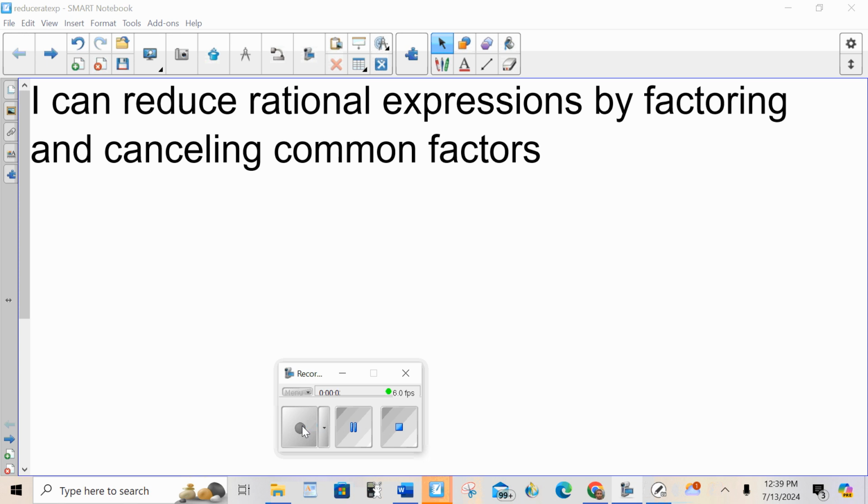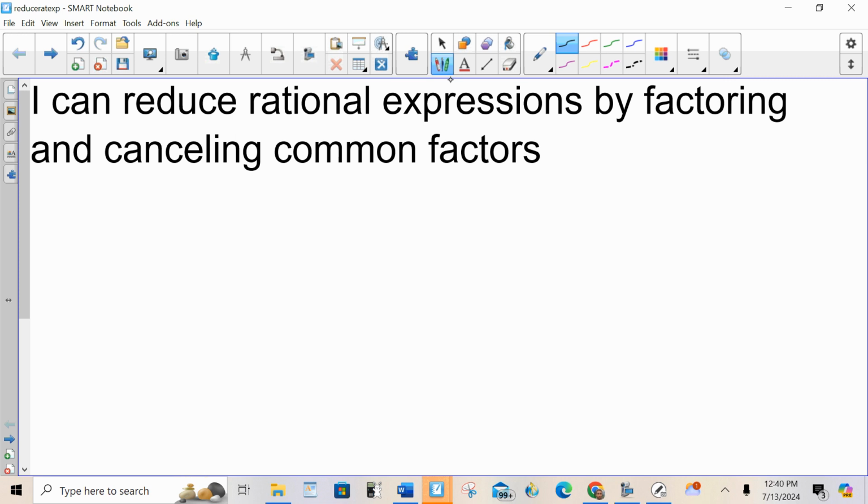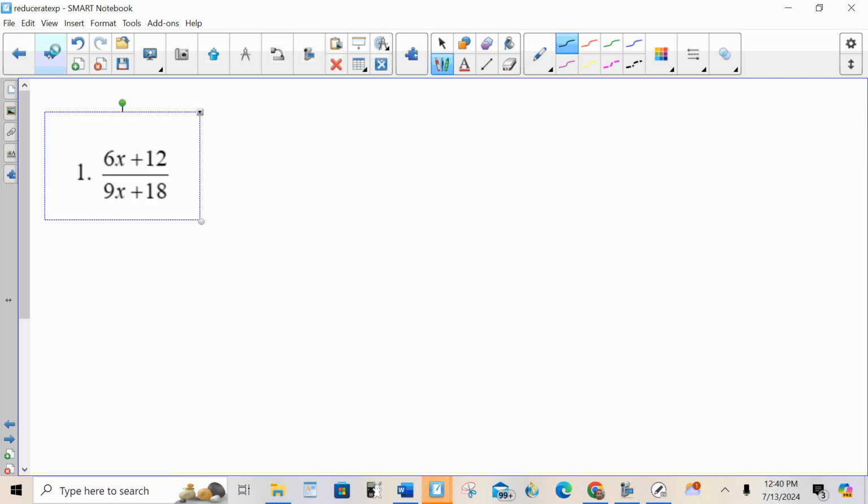Hello everybody. Today I can reduce rational expressions by factoring and canceling common factors. So we just spent a lot of time learning how to factor. Now we are going to do an application using factoring.